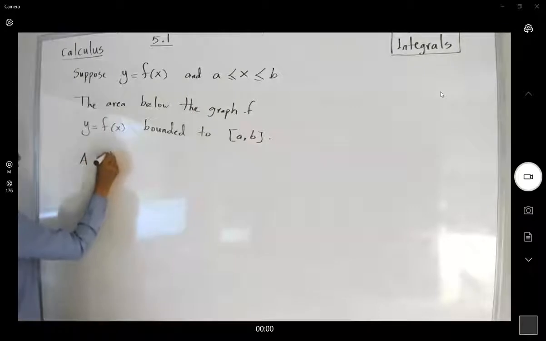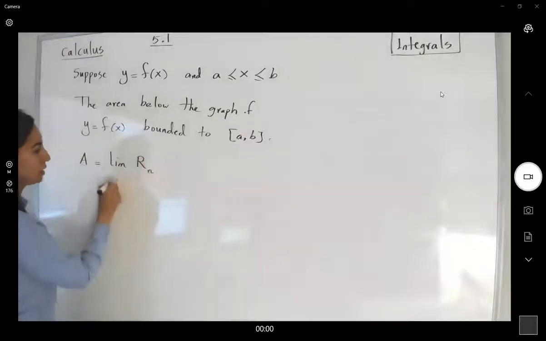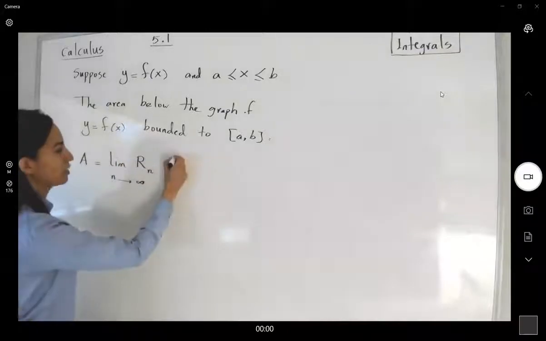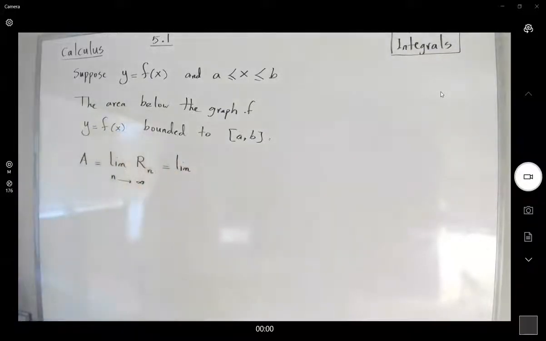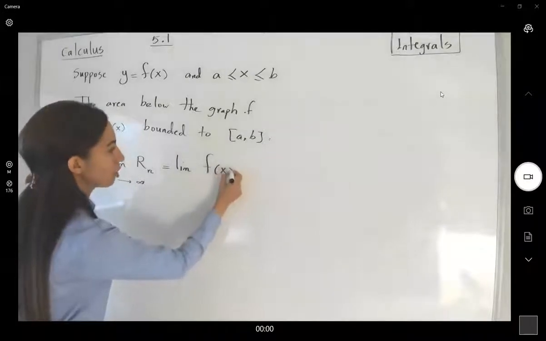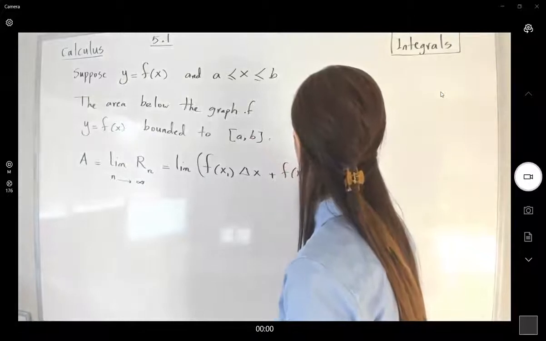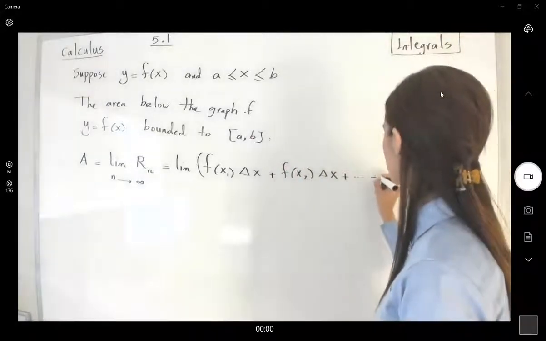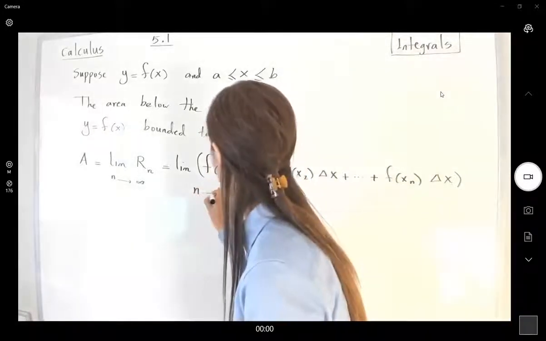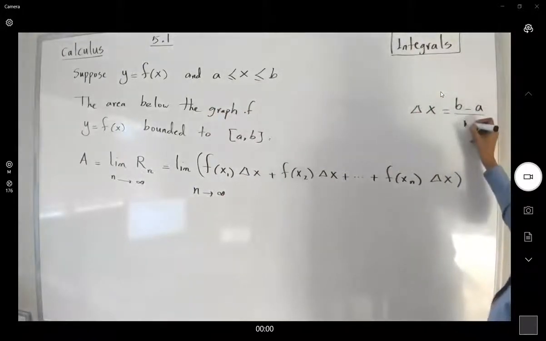Area A is equal to the limit of what? Limit of R sub n while n approaches infinity, which is equal to, we're going to write down the definition of Rn, the Riemann sum, which is the limit of f of x1 times delta x plus f of x2 times delta x plus f of x sub n delta x while n approaches infinity, and delta x is b minus a divided by n.